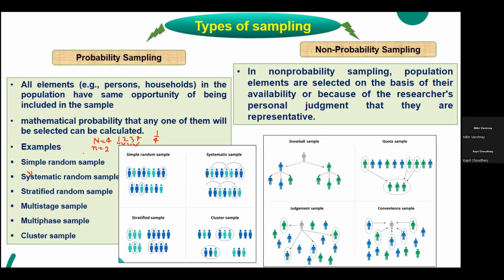Examples are simple random sampling, systematic random sampling, stratified, multi-stage, multi-phase, cluster, and so many sampling techniques. Now, what about non-probability sampling? There is no importance of probability at all. We select the sample on personal judgment or on a convenience basis. Suppose, for example, I am studying the population of some city like New Delhi, and my survey is on the living standard of the people of Delhi.